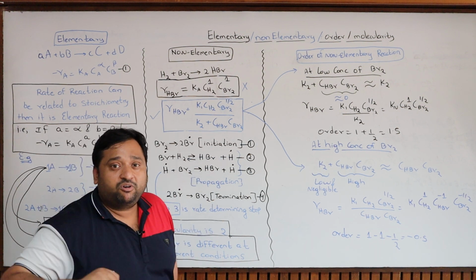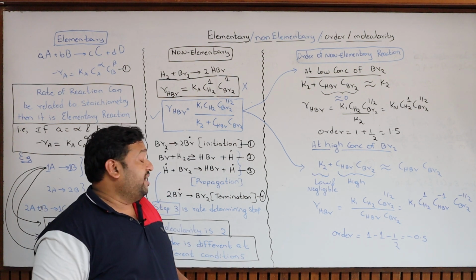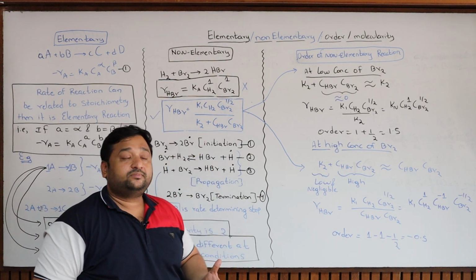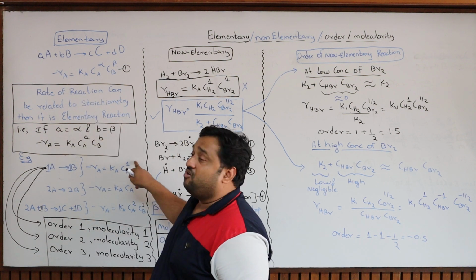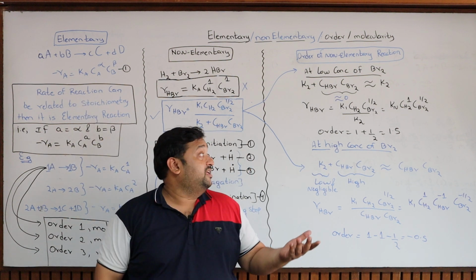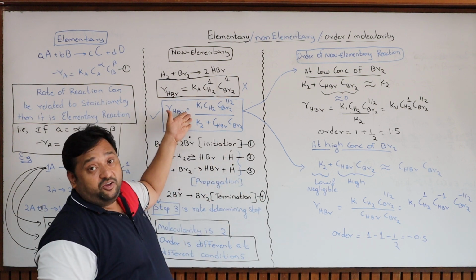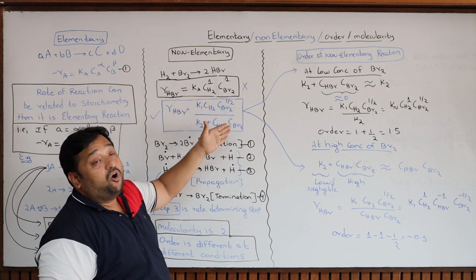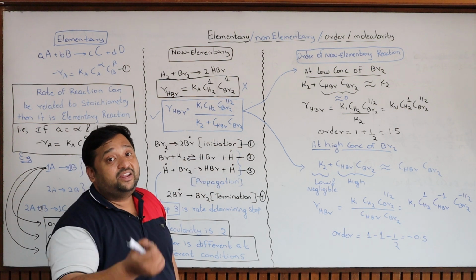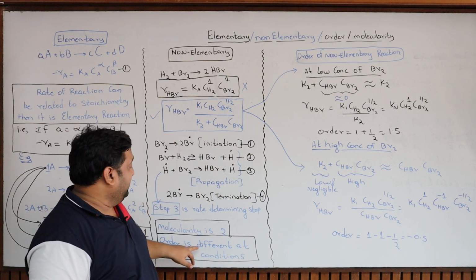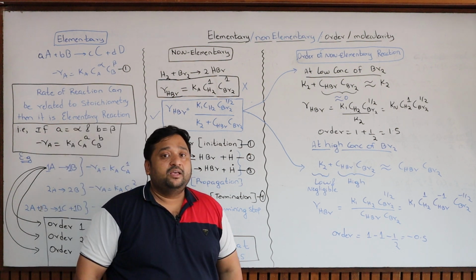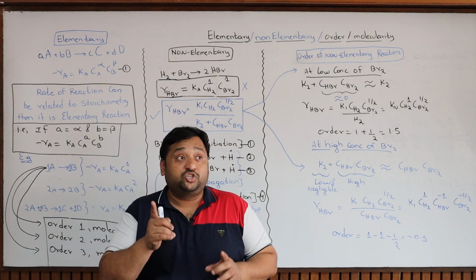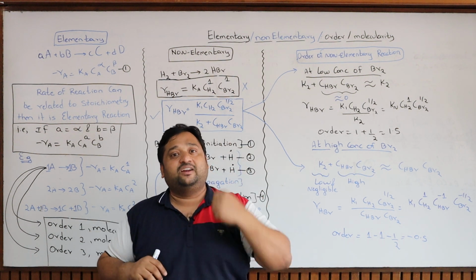Now we have found out the molecularity. Then you have to find out the order. Earlier you easily found out that the order is the sum of the powers of the concentrations. Here, in this scenario, you cannot define the order of the reaction in a very simple way, because order is different at different conditions. I mean, the same reaction will show different orders at different conditions.